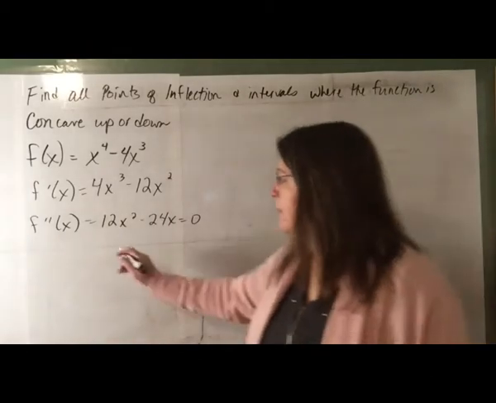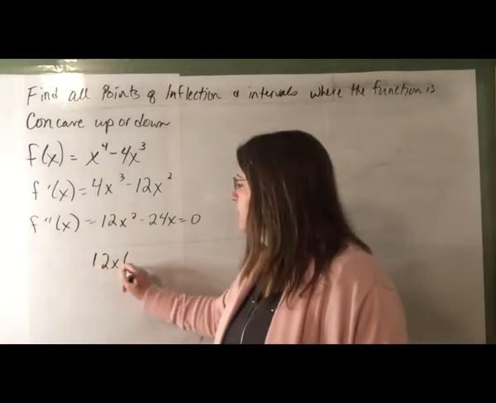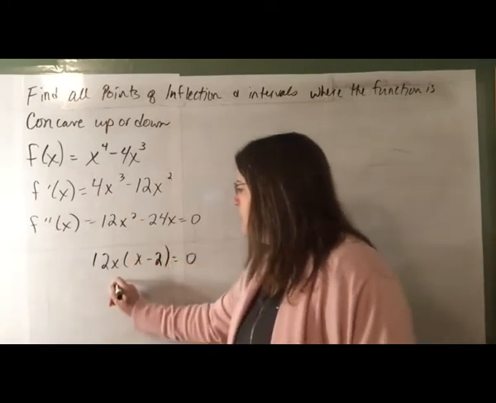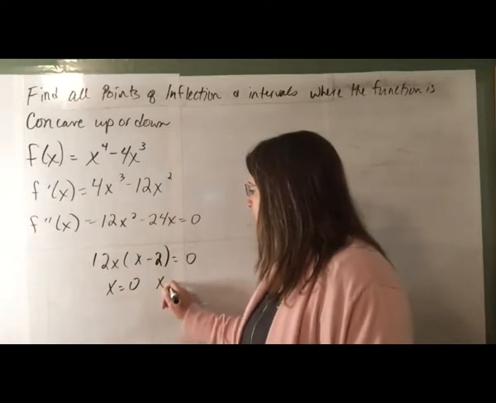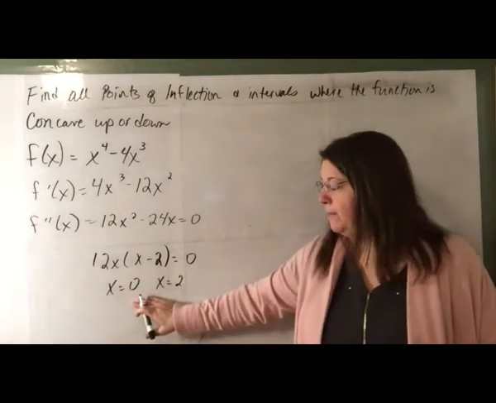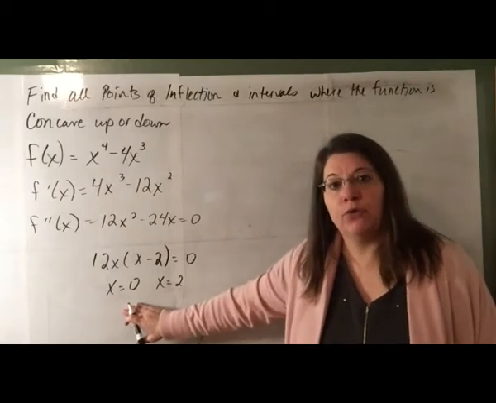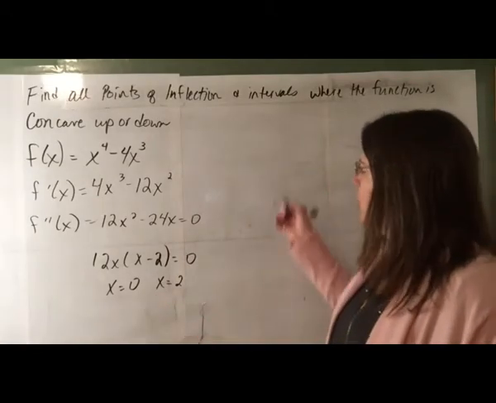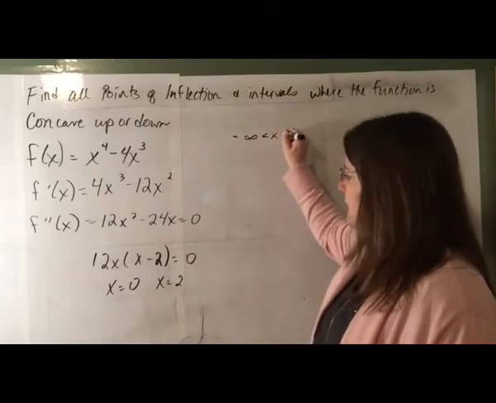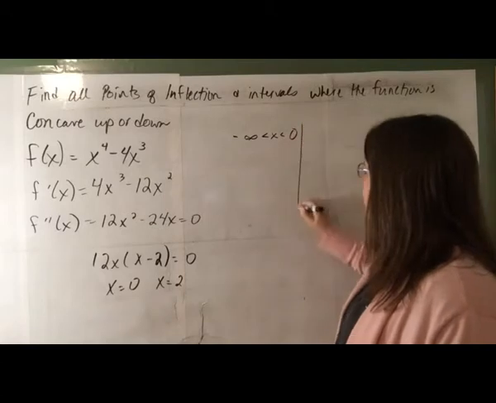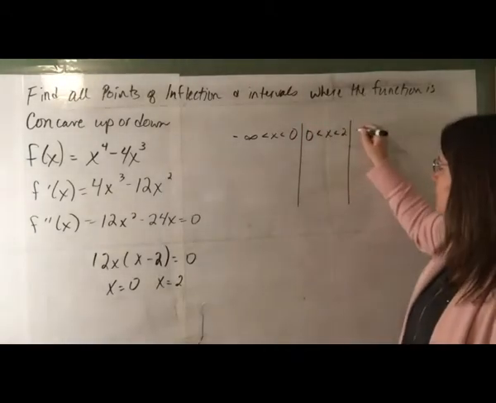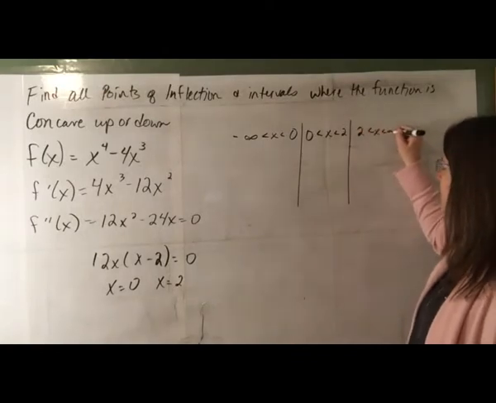So if I set that equal to 0, I'm going to factor out a 12x. When I do that, I have x minus 2 left. And so x equals 0 and x equals 2 would be the values I'm going to use within my intervals. If I set up my chart using these intervals, the first one goes from negative infinity to 0. The second one goes from 0 to 2, and then from 2 to infinity.